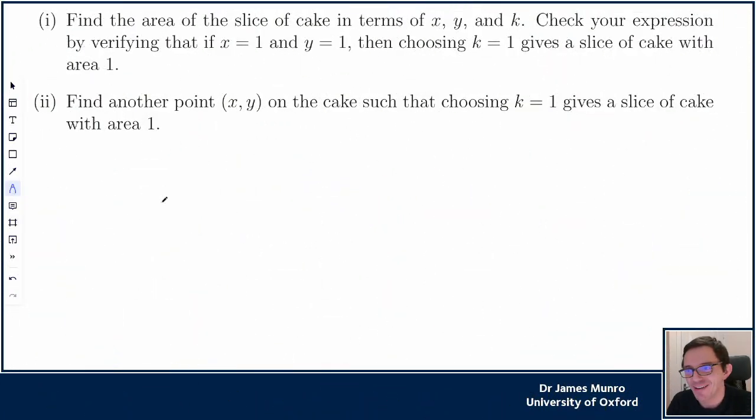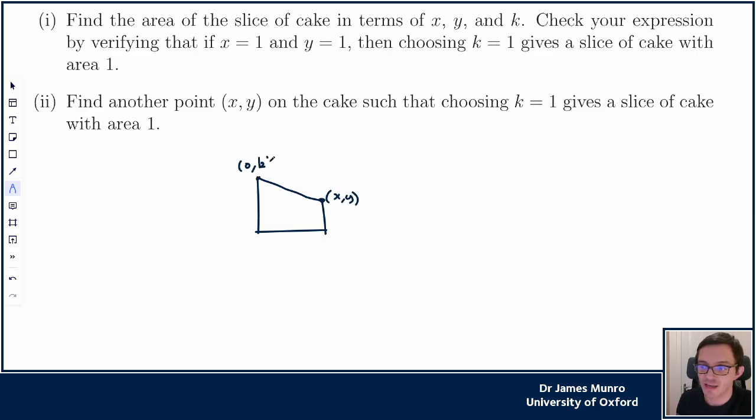So part 1 then, we're asked to work out the area of that slice of cake. Remember, it's this shape where this corner is at (x, y), this corner is at (0, k), this is the origin, and this is the point (x, 0). So this shape's got some right angles, but it's not a triangle or a rectangle, it's a trapezium. Some people know a simple formula for the area of a trapezium. Even if you don't, you could split it into a rectangle plus a triangle, and then it's not too hard at all.